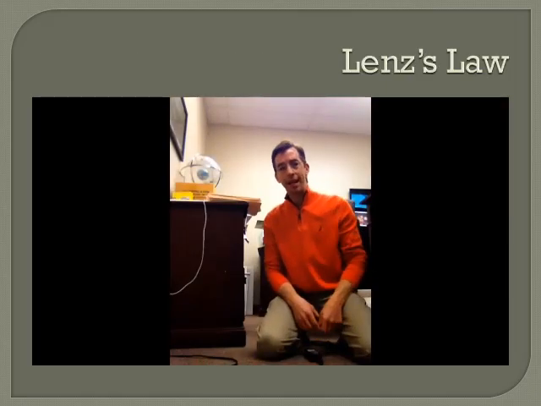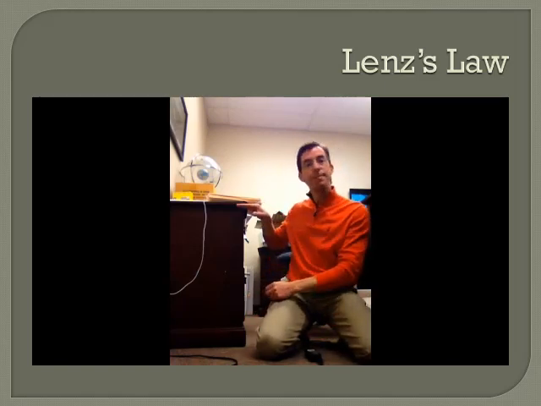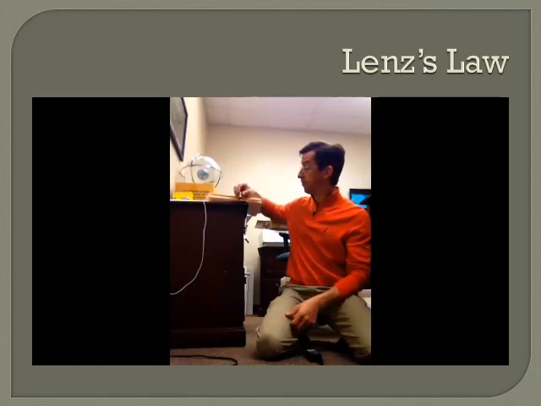So how long does it take an object to fall 75 centimeters? How far is 75 centimeters, you ask? It's about 2.5 feet. In fact, it's about as high as my desk here. So how long does it take an object to fall 2.5 feet? Let's find out. Ready, set, go.